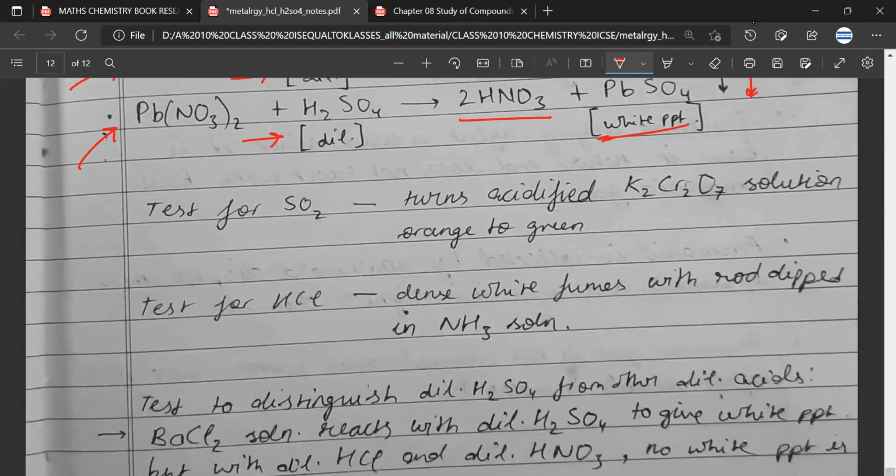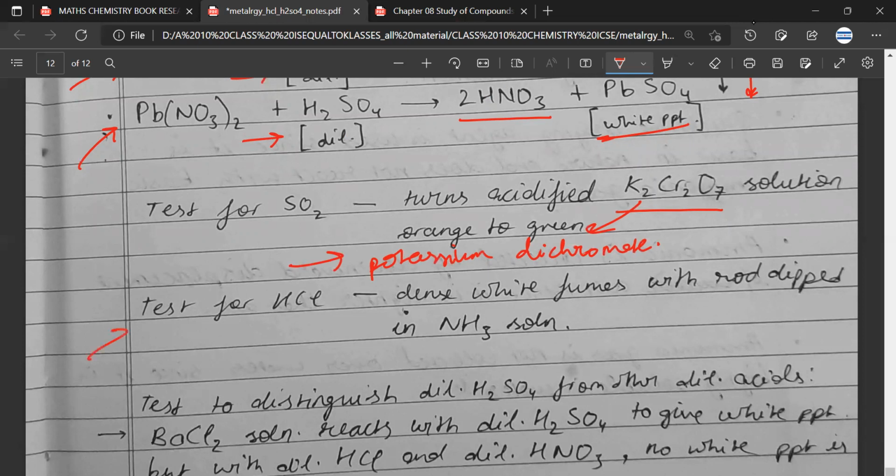Now, what is the test for SO2? It turns acidified K2Cr2O7 solution orange to green. Now, K2Cr2O7 is potassium dichromate. You can write this down. Potassium dichromate. This is very important as they may ask tests in the exam.